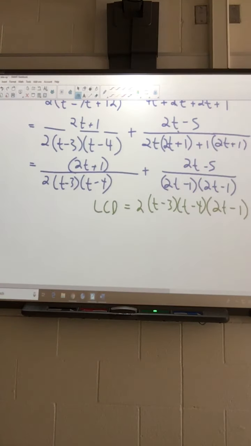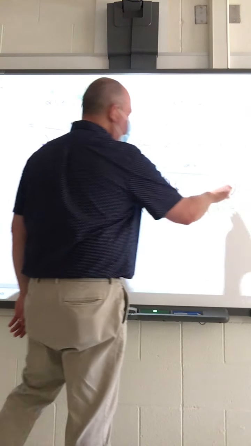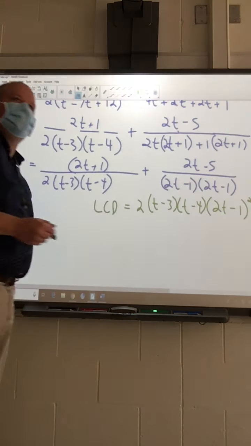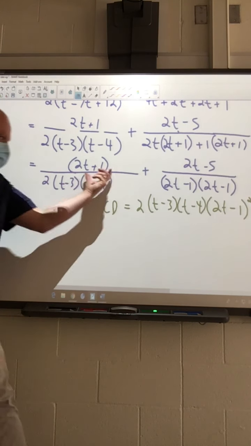Is that correct? Don't you have to square the 2t minus 1? Yeah. And that's what's weird about this when you write it like this and you don't write it as 2t minus 1 squared. Okay? We have to take the highest power of every binomial that we see.